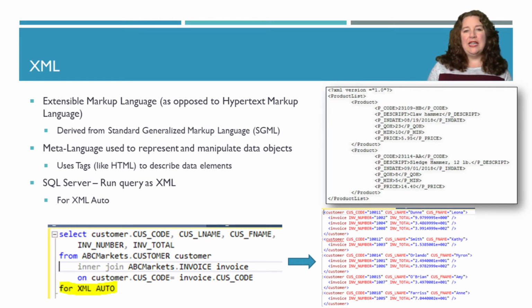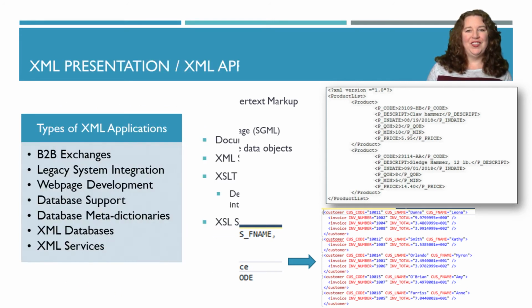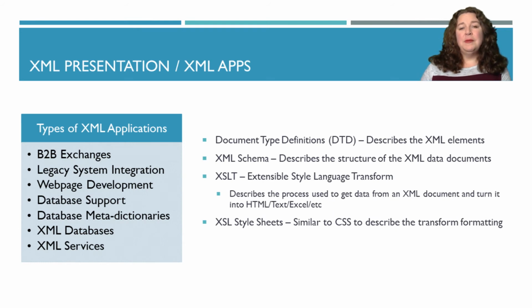But this is using the FOR XML AUTO command in SQL Server to take a SQL Server query and turn it directly into XML. Once it's in XML, you can easily convert it into Excel or any other comma delimited file, and so forth. I'm not going to spend too much time on XML presentation and XML apps, even though they are interesting. Most of the database-driven websites I do not go this direction, but it is a direction I want you to know exists.